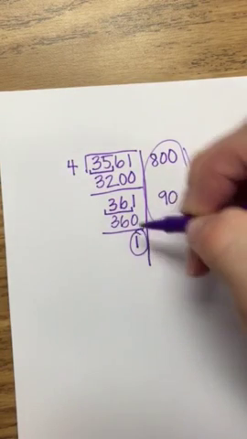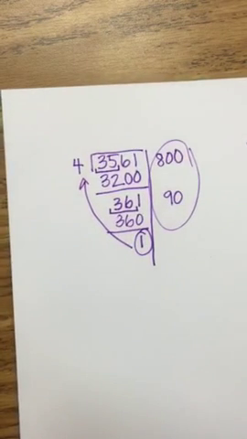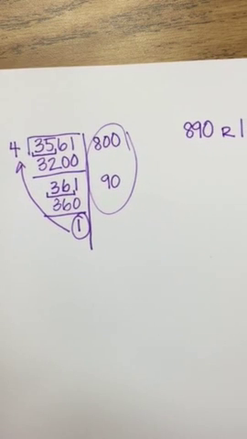Always make sure that your remainder is less than your divisor, and if so, chances are you're on the right track.